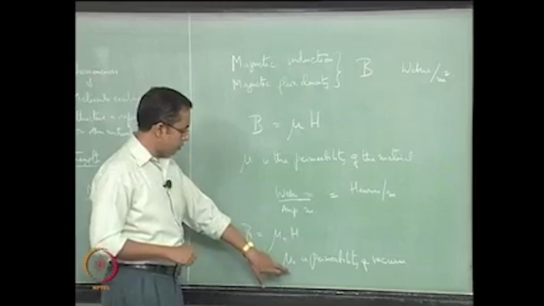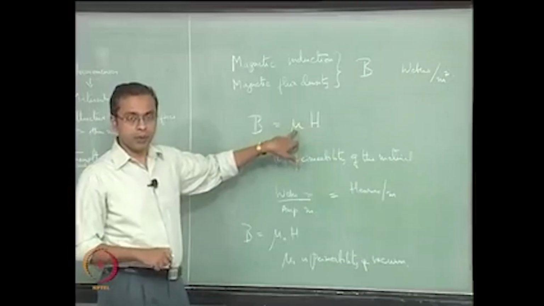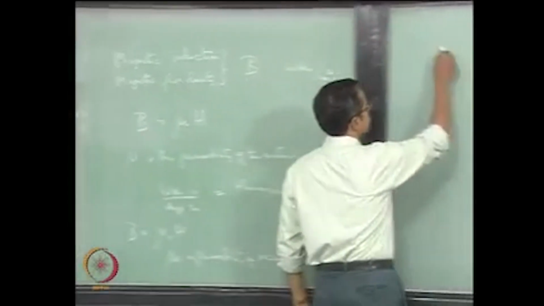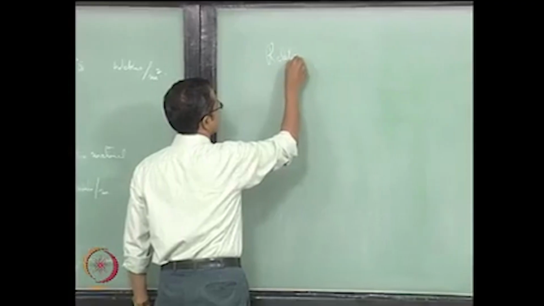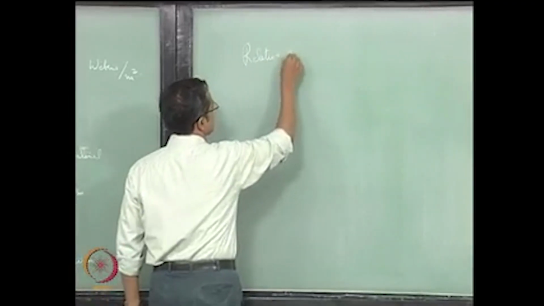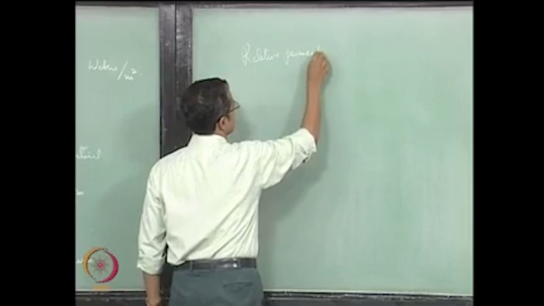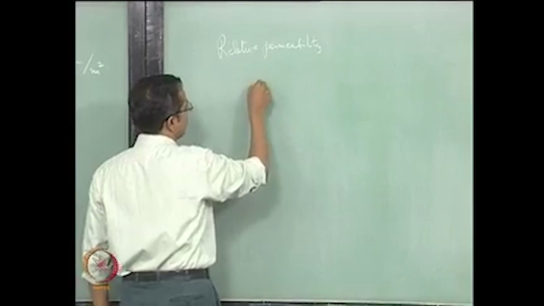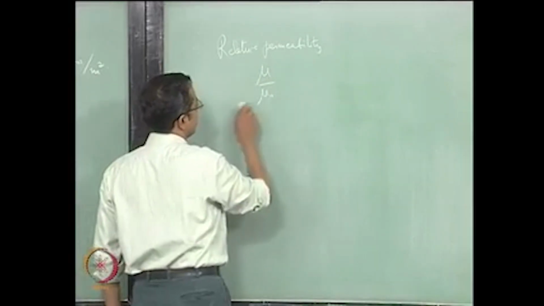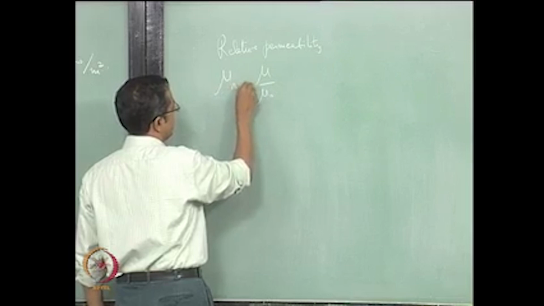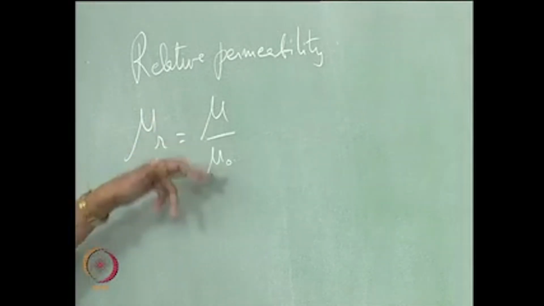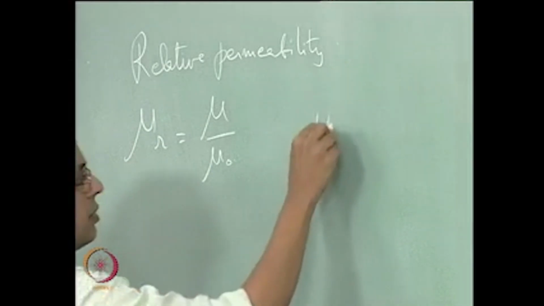So clearly if you have vacuum you are going to get mu naught, if you put some material you are going to get mu. Okay, so we also define something called relative permeability, which is simply the ratio of the two, mu by mu naught, and it is designated as mu r. Okay, so while mu and mu naught both have Henries per meter as their units, clearly the ratio is going to be unitless. So this is unitless.